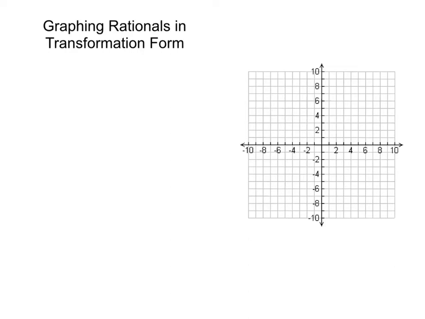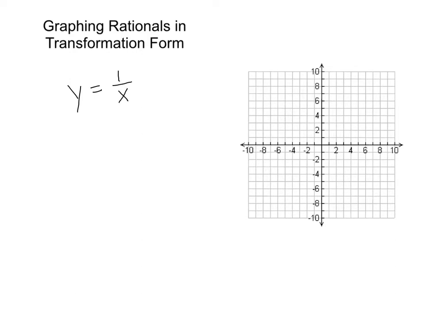In this video, we're going to look at graphing rationals in transformation form. You already know the transformation form of a few other parent functions. You know the transformation form of a line in point-slope form, and you know the transformation form of quadratics in terms of vertex form. So if we were to think about it, the parent rational is y equals 1 over x.